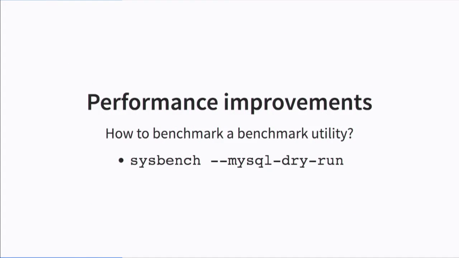So the first question I had to ask myself when I started working on performance issues was how to measure the overhead of a benchmark. In other words, how to benchmark a benchmark utility. There are probably many ways to do it. I implemented this option called MySQL dry run. What it does is it basically tells sysbench to do all work required to generate queries, but not actually send them to the server. We exclude the server, we exclude the communication overhead, we exclude the client library. Just let sysbench have all CPU resources at once and see how many queries or transactions per second it can generate. The more, the better.